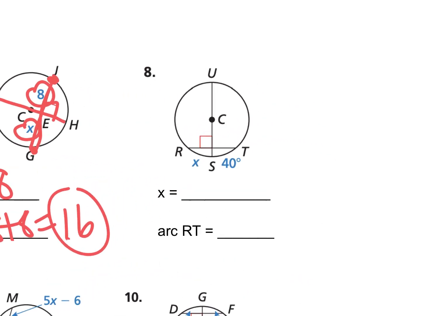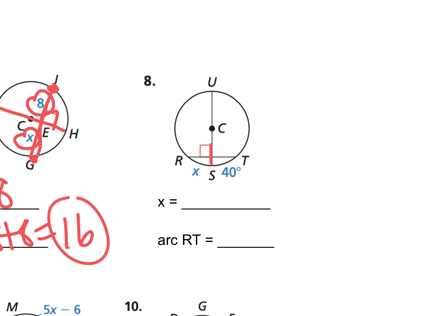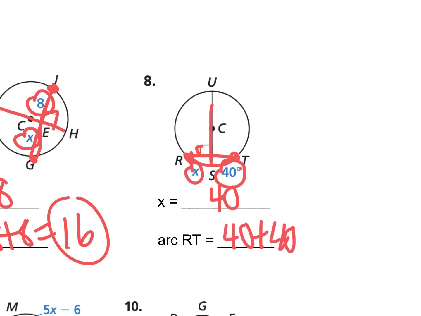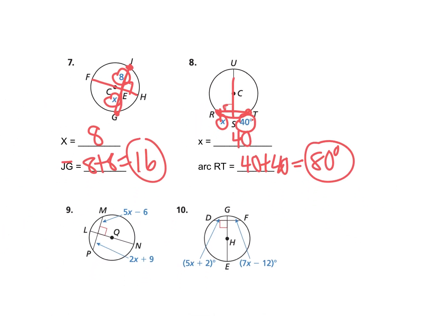Okay, another pretty basic example here. Again, we've got a diameter, we've got a chord, they're perpendicular. This time we're looking at the arcs. I know that we're looking at the arcs because it's in degrees, and I know that those two arcs are going to be equal because that was the theorem that we talked about on the previous slide. So if this piece is 40, this piece is also going to be 40. And arc RT, which is going from here to here, is going to be 40 plus 40, which is 80 degrees, because we are talking about an arc, so it measures in degrees.